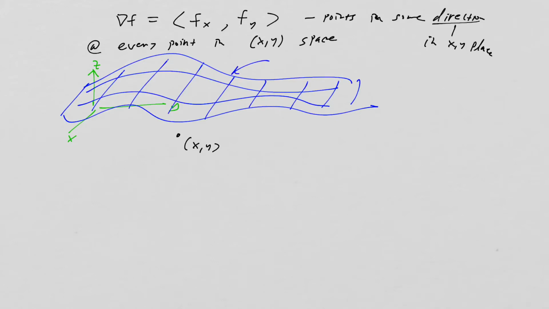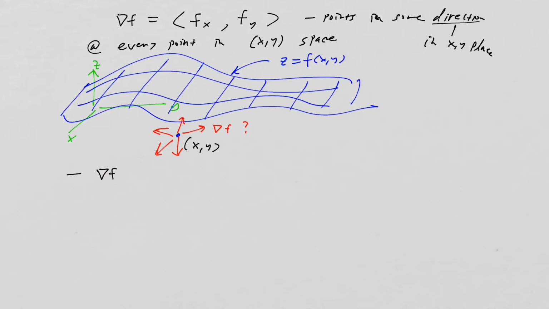This right here is the function z is equal to f of x comma y, right? So the question I have is, grad f can be thought of as a vector in the xy plane. What direction does it point? Surely it points in some direction in the xy plane. What direction does it point in? Well, it turns out there's a really cool answer to that.